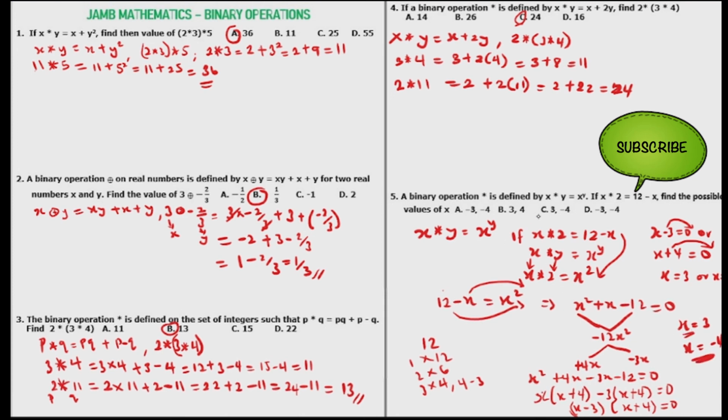Now the options are x equal to 3, x equal to minus 4. So these are the two possible values. So we have come to the end of today's class.